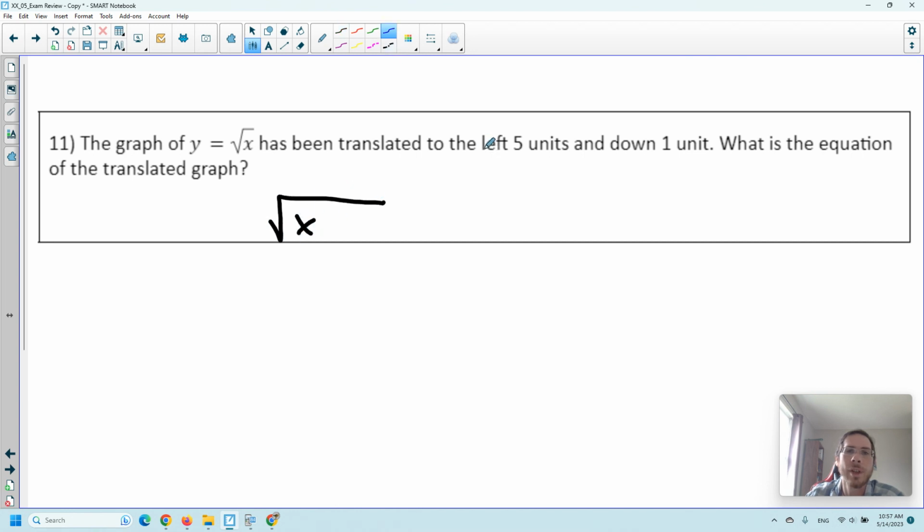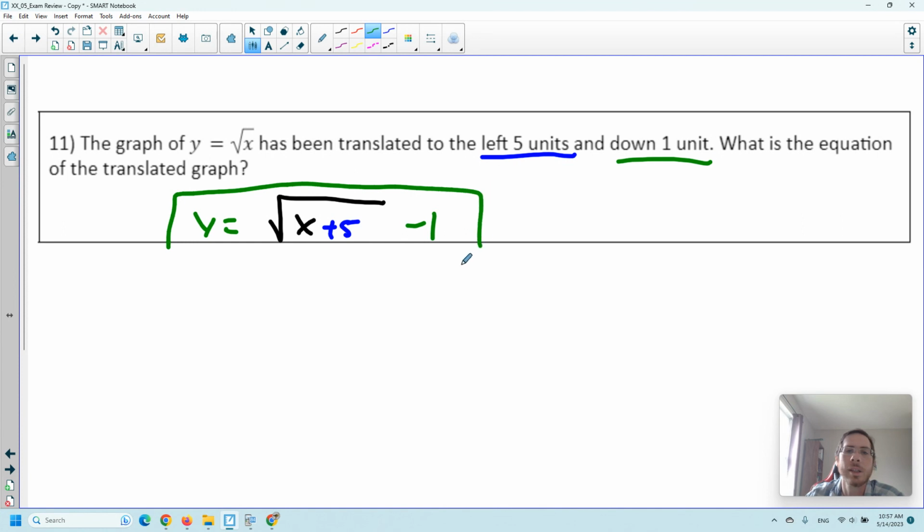All right, well, if we're going to the left 5, that means we want to add 5 inside with the x. If we're going down 1, that means we want to do minus 1 on the outside. And that's it. Again, it's another one that if you want to see it actually move, you could throw it in the calculator. But that's what we got. And that's it for 11.